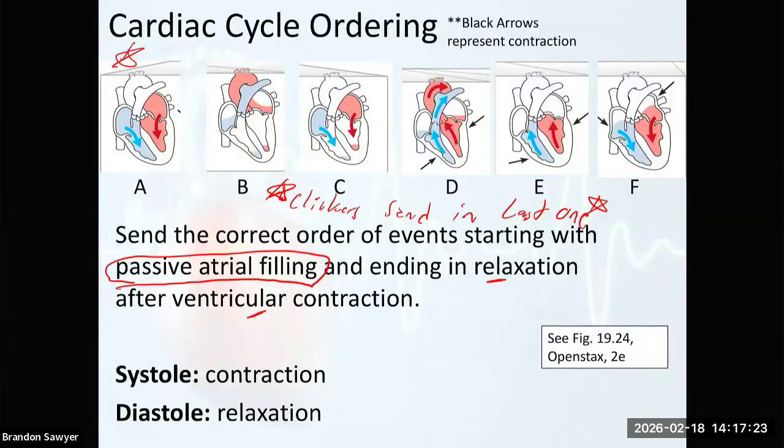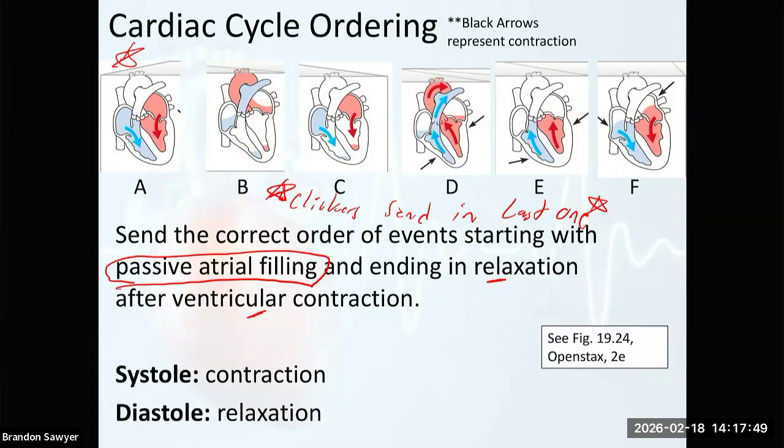All right, send in that last one there. All right. Okay, so most of you are saying B is the last one. Let's walk through it. That's the same thing I got. So what do you start with? Where's the passive filling? What's our starting point? C. Yeah, good. So we got C here.